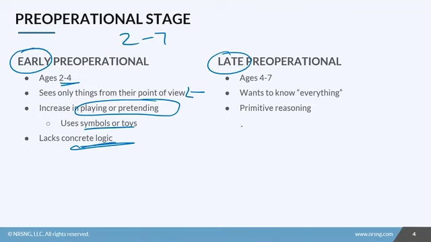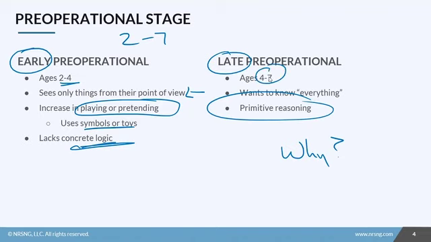But in the late preoperational stage, this is the time in their life they're going to start to ask, why this, why that, why? They really want to know everything, and this is kind of the stage where they're going to start to develop primitive reasoning, and this is ages 4 to 7. This is where they start to develop logical reasoning, but it's still very, very early.